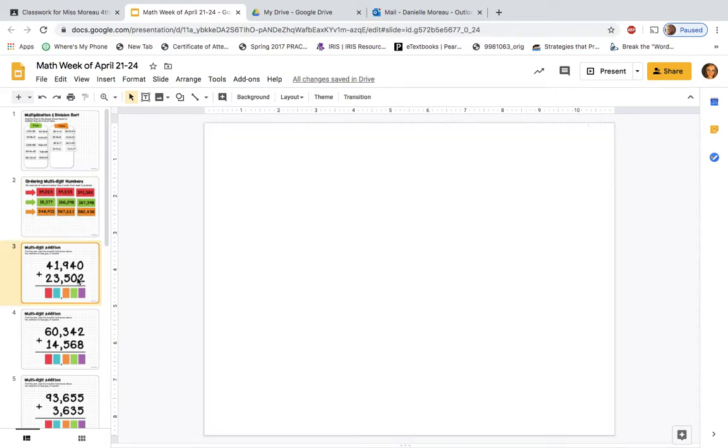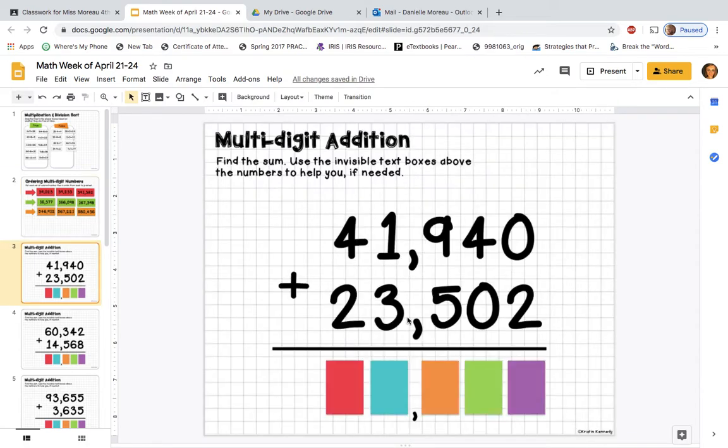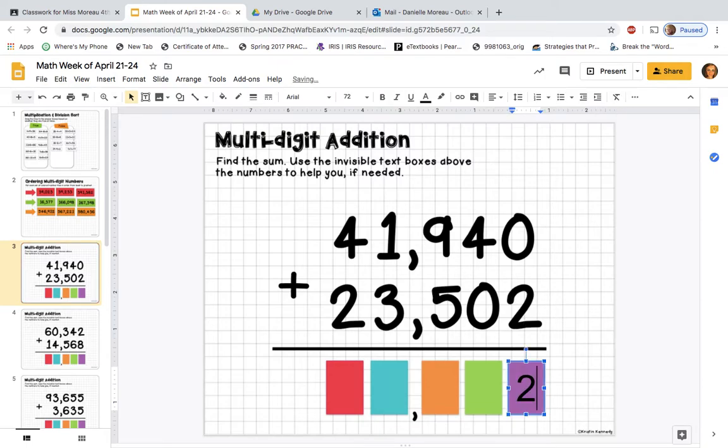All right, moving on to slide number 3, multi-digit addition. So I'm going to start on the right-hand side. 2 plus 0 equals 2. 4 plus 0 equals 4. 9 plus 5 is 14. I need to put that 1 up here, my 4 down here. 3 plus 1 is 4, plus 1 equals 5, and 4 plus 2 is 6.